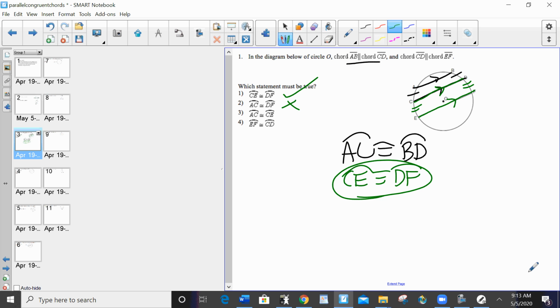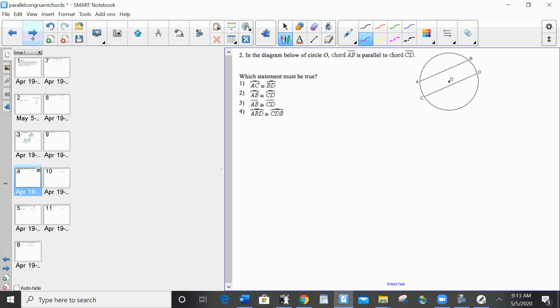If I take a look at those, AC and DF, these are not arcs that are cut off by the same two parallel lines. AC and CE, again, they're next to each other, but they're not being cut off by parallel chords. And EF and CD, arc EF and arc CD, they don't look the same. There's nothing that's the same about them. Your answer is choice 1.